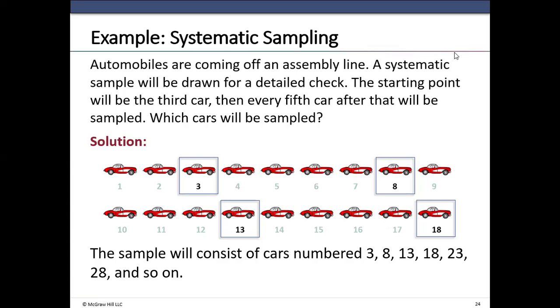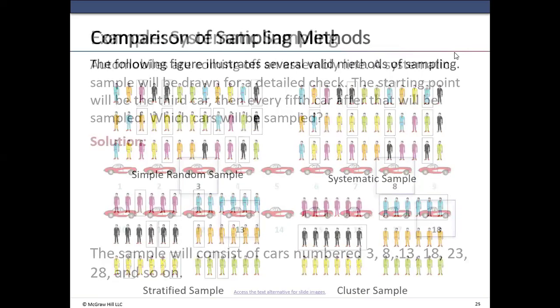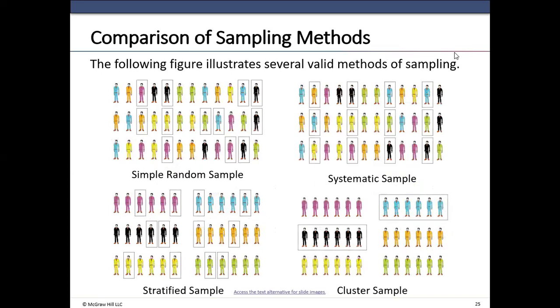So this is a systematic sampling process. Comparison of the sampling methods. On the left, you have simple random sample. You have people in different colors, individuals with different color uniforms, and simple random sample means selecting a simple random sample out of the total population of 36. So 12 individuals are randomly picked on the top left, simple random sample. There is no preference, no order.